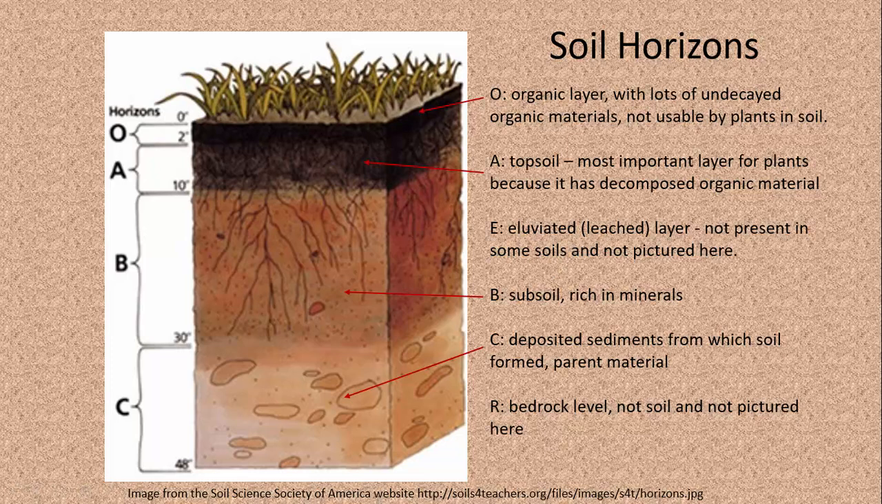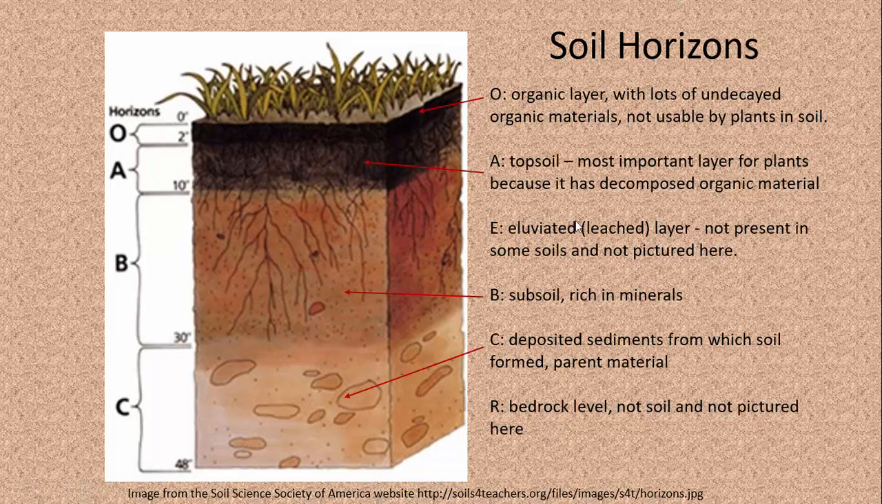So let's go through the different layers. They're somewhat alphabetical. So it's O, which refers to the organic layer, which has a lot of undecayed organic material. And then below that you have A, E, B, C, R. So the A, B, C are alphabetical. Those are easy to remember. A refers to topsoil. Topsoil is the most important layer for plants, and it's rich in organic matter. That organic matter is accessible to plants and it gives off nutrients, but it also has sediments in it, so mineral sediments.